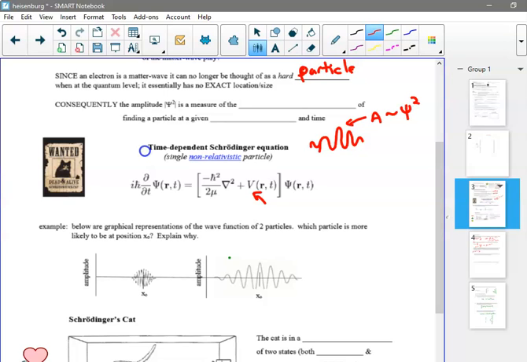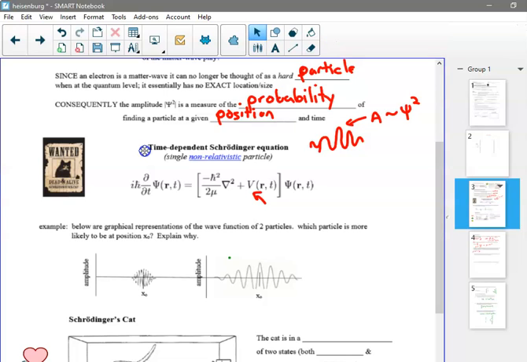So what exactly is that amplitude? That's what I've been trying to get to in this very convoluted way. Ultimately, what the amplitude, psi squared, is a measure of is the probability, and that's the heart of quantum mechanics, of finding a particle at a given position and time. So think about that and how that fits in with the Heisenberg uncertainty principle.